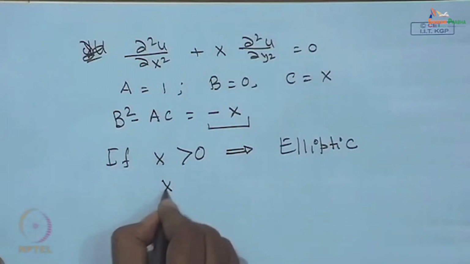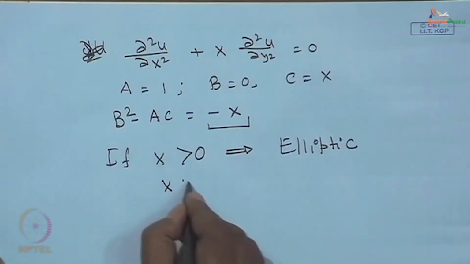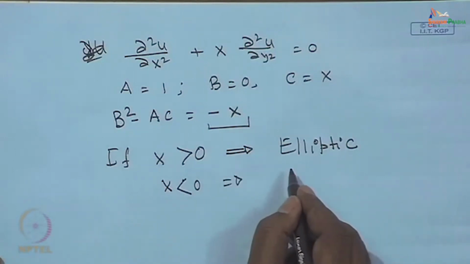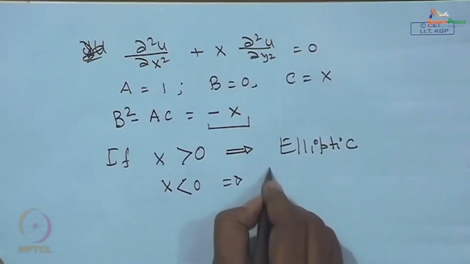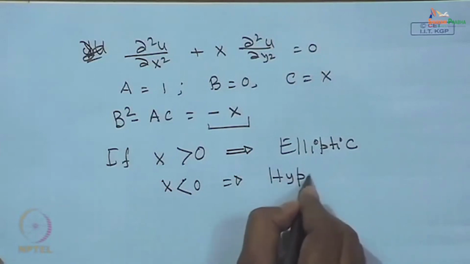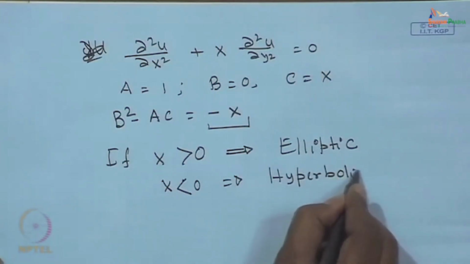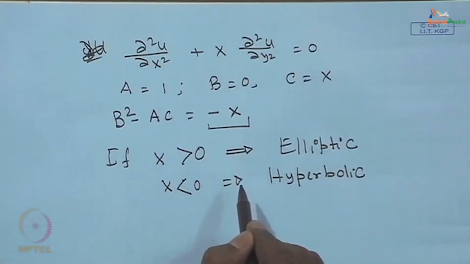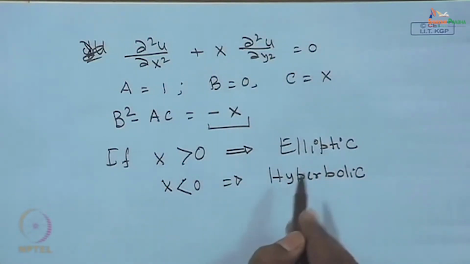If x is negative, then b square minus ac is positive, and we are talking about a hyperbolic equation, and if x is equal to 0, we are dealing with a parabolic partial differential equation.